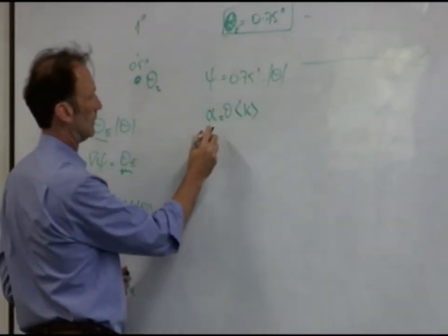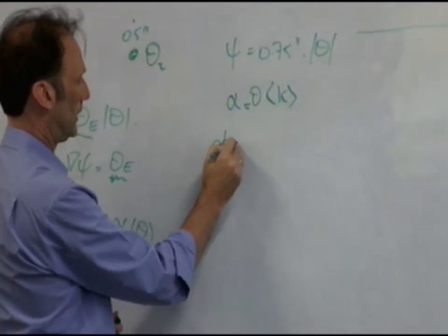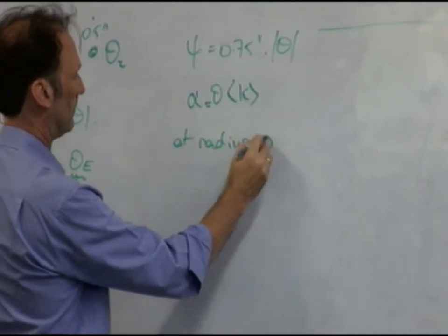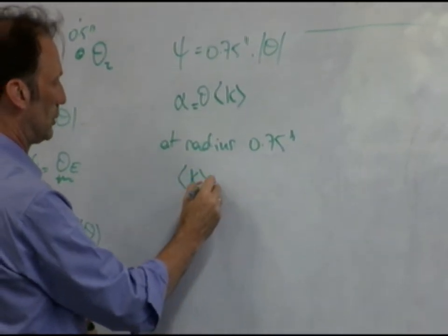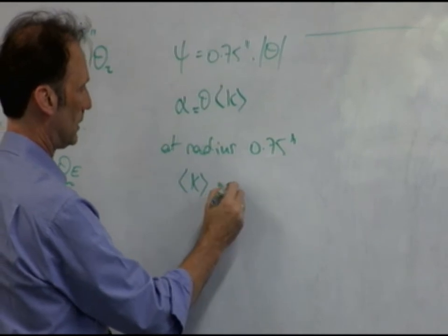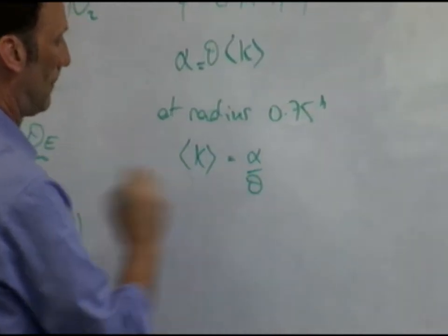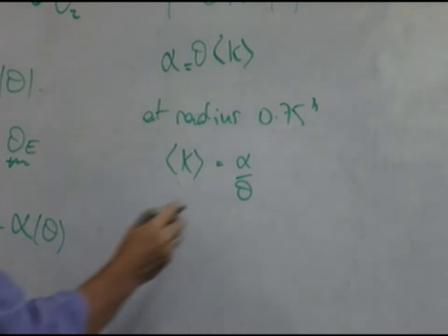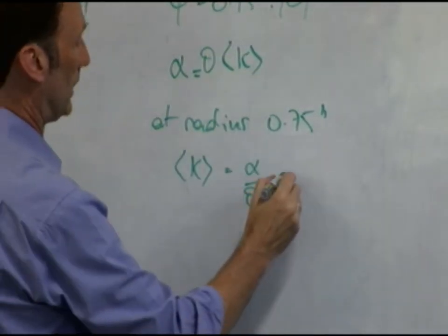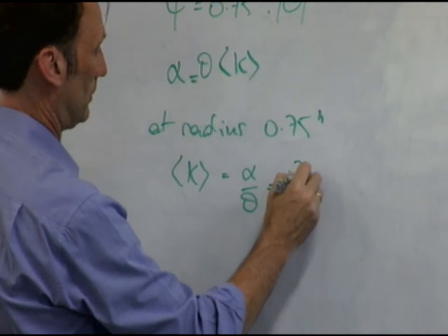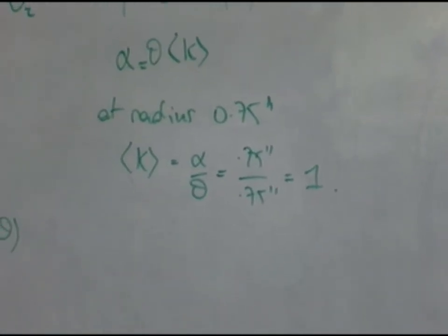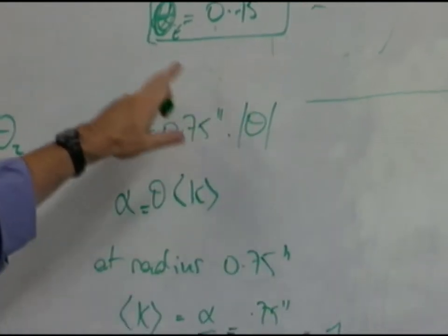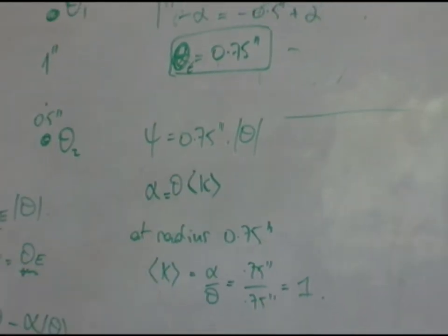And so therefore, at a radius of 0.75, we know that the mean surface mass density inside is equal to alpha over theta. Alpha is the deflection angle, which is 0.75 arc second, divided by 0.75. So in this case, it's exactly equal to 1. Right? And this is the old result. I'm asking you exactly at the Einstein radius, the average surface density within the Einstein radius is always equal to 1.